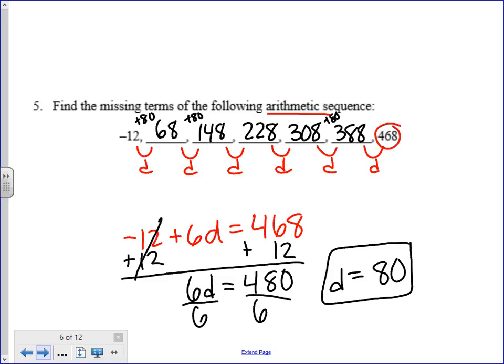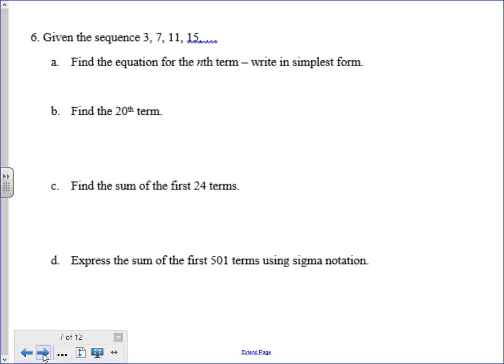All right, so this front page of the review packet was just making sure that you could tell the difference between arithmetic and geometric and how the common ratio and common differences work to get you from term to term in a sequence. Now let's start working with the formulas a little bit.